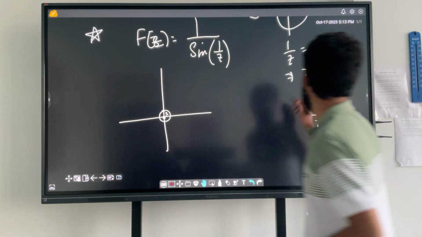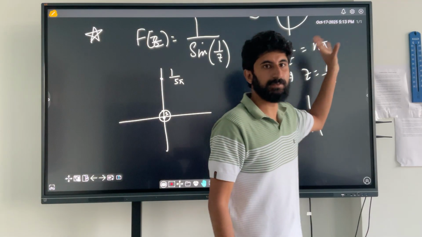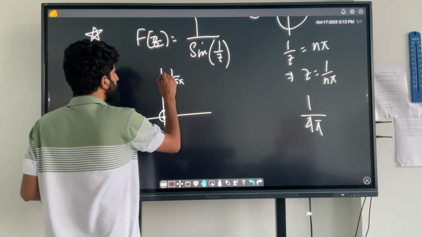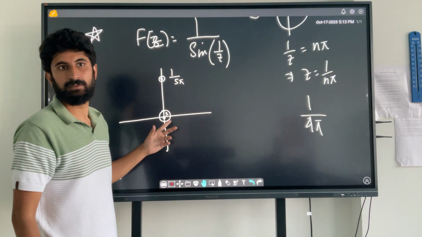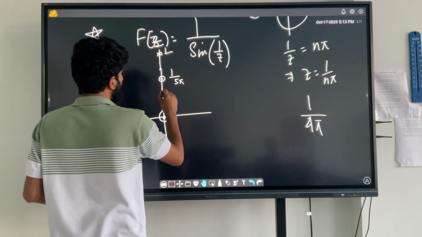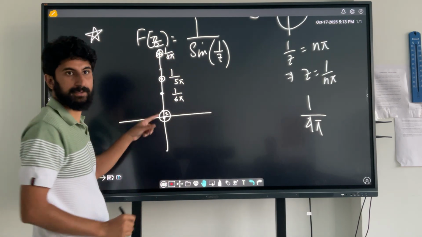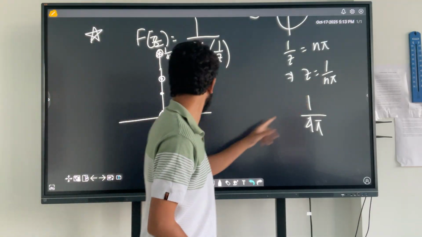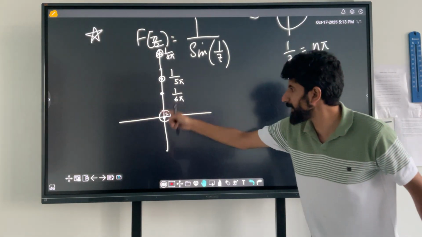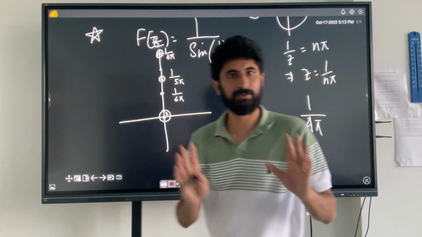But for any other singularity, if I take 1 by 5 pi, this is a point where the function is non-analytic, but I will be able to find a small region around it, because the next one is at 1 by 6 pi or 1 by 4 pi. They are too far away. But if you increase n, the distance becomes smaller and smaller, so around 0, I will never be able to construct a small region.